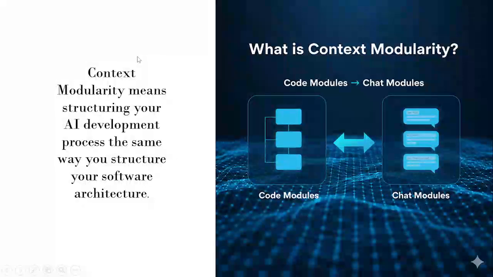Now what is context modularity? Context modularity means you structure your AI development process the same way you would structure your software architecture, or what we call the code base. So in simple terms, if your software is modular, your context should be modular too. You can think of it as a chat container of understanding. It can hold the logic, design, and files for only one clear scope. So you match the scope with the software module, one chat per module.